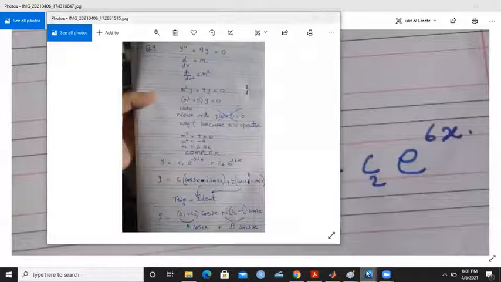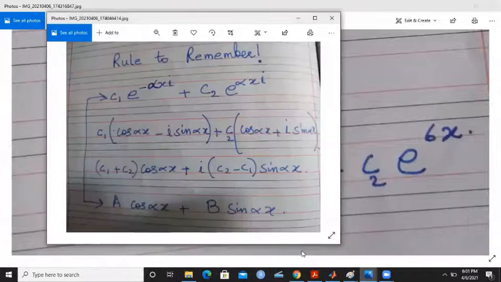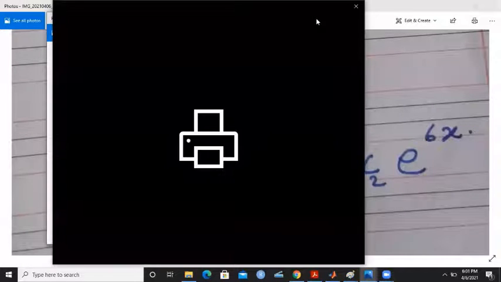Okay, now please make a note in your notebook. We will follow a specific rule. You should memorize this rule, please.